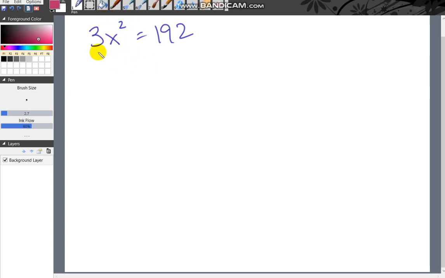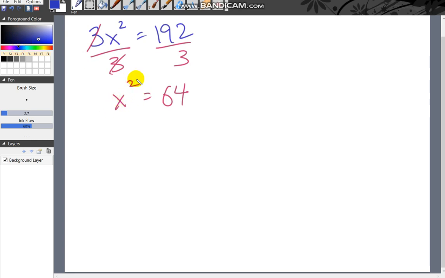So in order to get x squared by itself, we can divide both sides by 3. The 3's cancel, and then we get x squared equals 192 divided by 3. Do that on your calculator. x squared equals 64. Now, I'm hoping you guys know what the square root of 64 is, right?